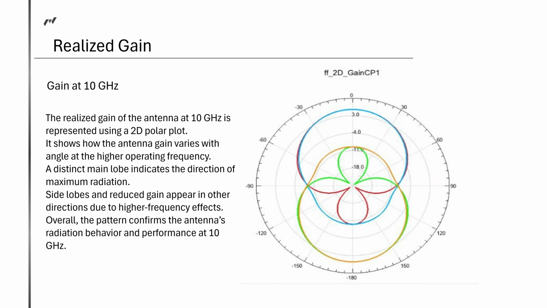Realized gain at 10 GHz shows the antenna's radiation performance at higher frequency. The main lobe indicates maximum gain direction. Additional side lobes appear due to frequency effects.